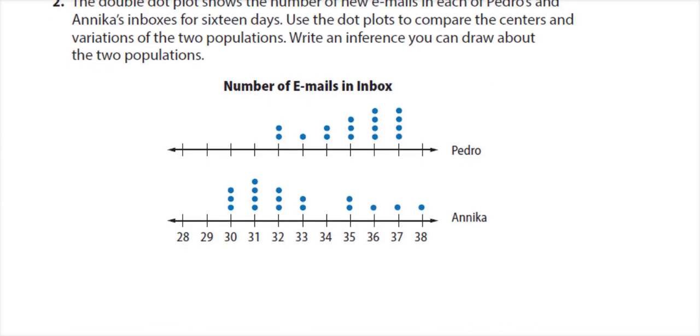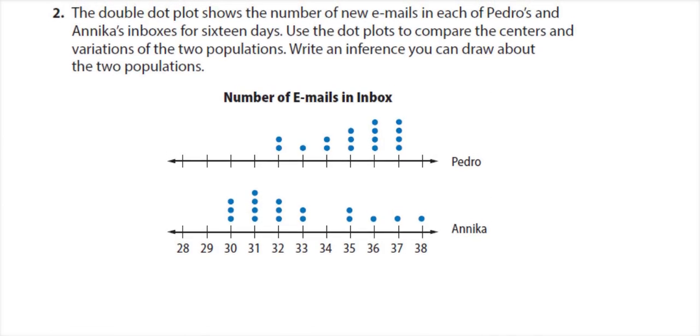Okay, and I didn't give you any little hints on this one. All right, so this one we're going to have to pick some stuff out. It says the double dot plot shows the number of new emails in each of Pedro's and Annika's inboxes for 16 days. Use the dot plots to compare the centers and variations of the two populations. Write an inference you can draw about the two populations.